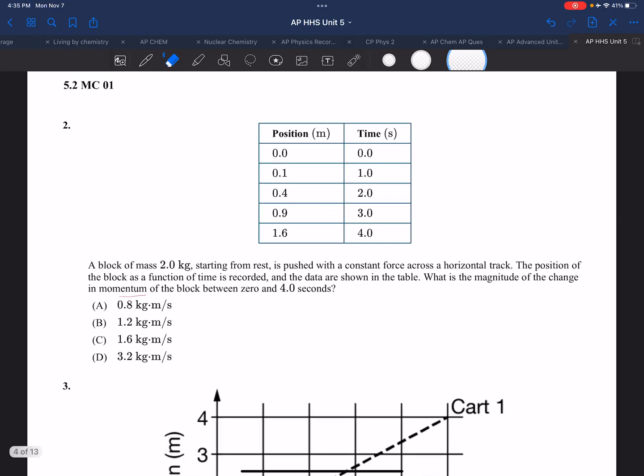So in this question, we have a data table. And the first thing we might notice, we have time and position, but they seem to be reversed in order of what they should be. The next thing we might notice is that the delta t's are equal.